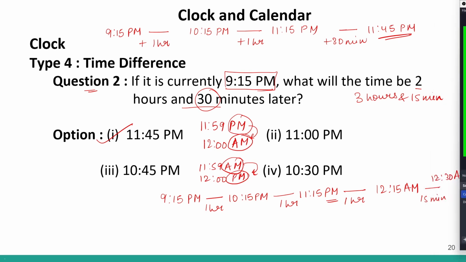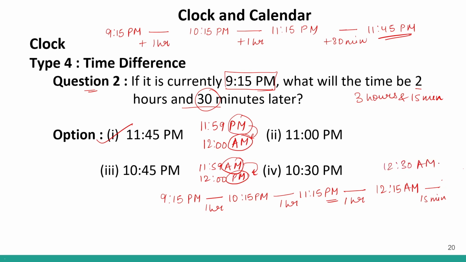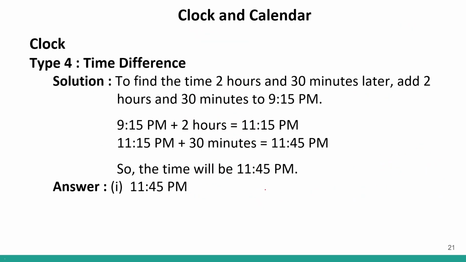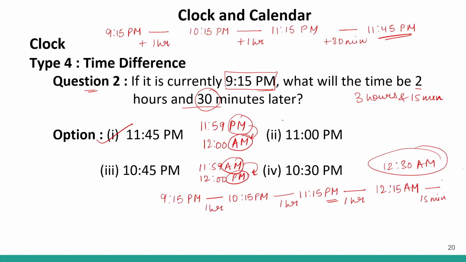So if we go 3 hours 15 minutes into the future, we'll get 12:30 AM. 12:30 AM and not PM. Clear? This much is clear? Done. Here is the solution. So in the question, we had to go how much? 2 hours and 30 minutes. Answer was 11:45 PM, which is given in option number 1.